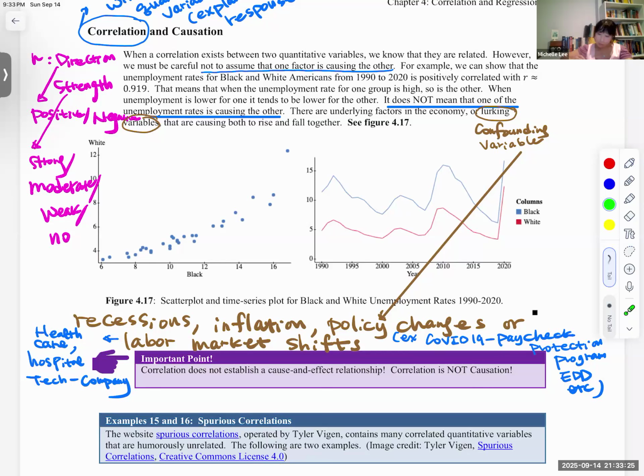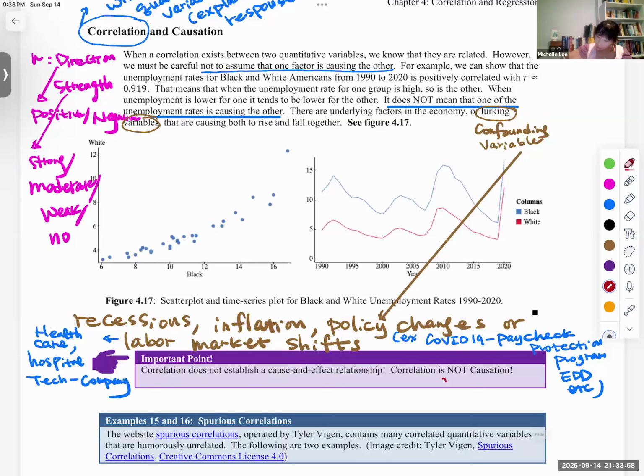And then labor market shift, healthcare during COVID, right? So healthcare, hospital, and tech company, their growth, right? Yeah. And then important points, correlation does not establish cause and effect relationship, right? So correlation is not causation, it's association, right? Yeah.